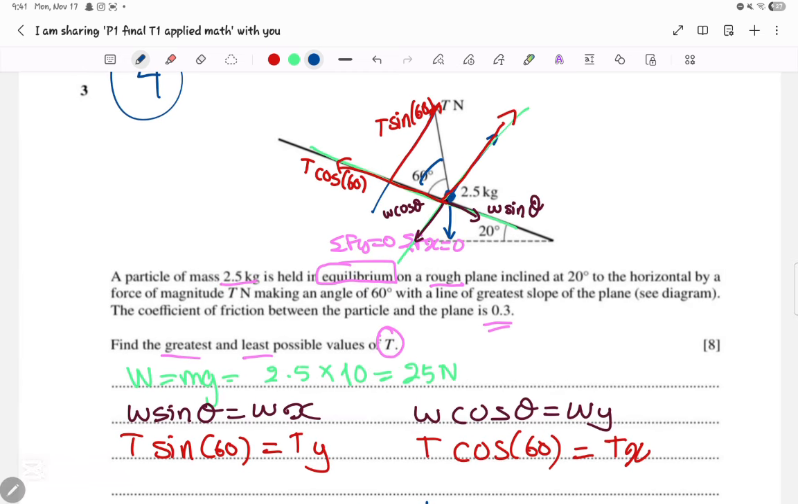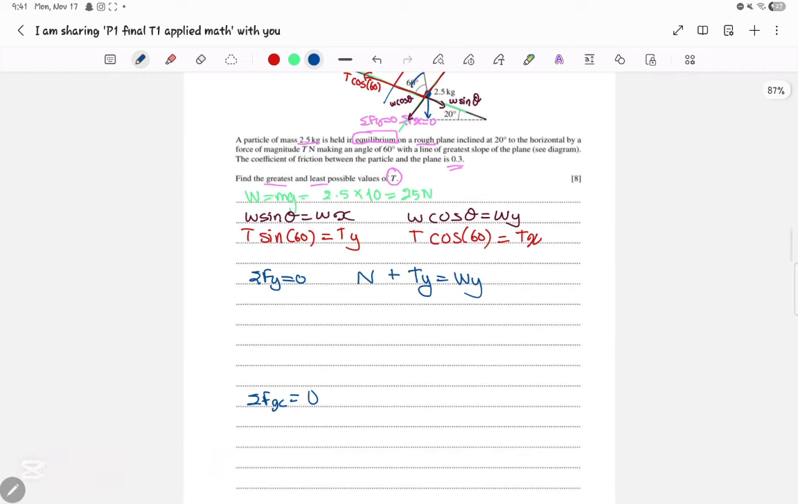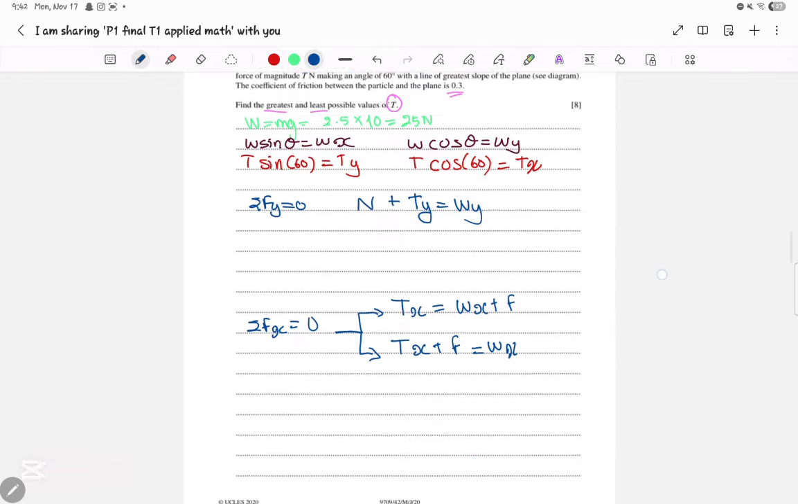Okay, now this is where the question comes into playing its role. So sigma Fx equals 0, that means everything to the left equals everything to the right. We have two possibilities, right? Because we don't know the value of our tension. We don't know if our tension is more than our weight or not, right? This can be determined by either saying tension x is gonna be equal to Wx plus friction, or we could say that tension x plus friction is equal to Wx. This is for us to determine now.